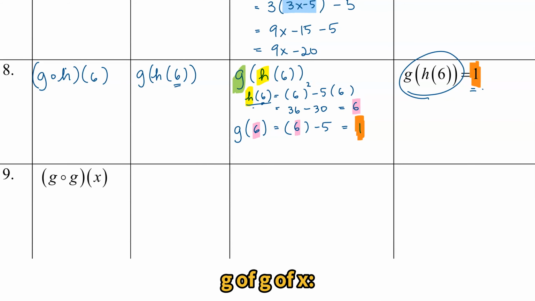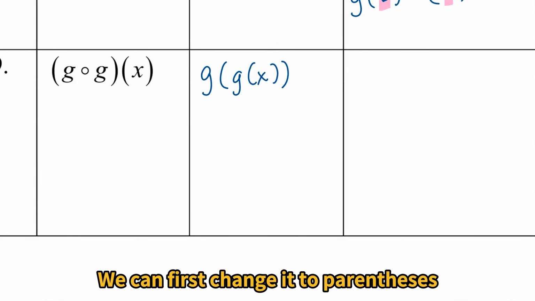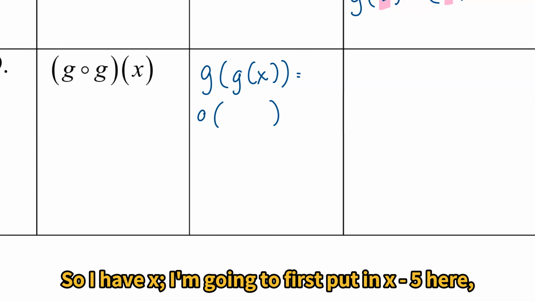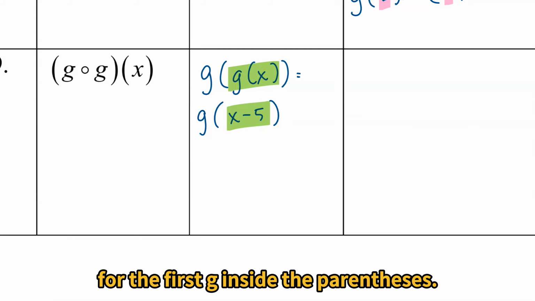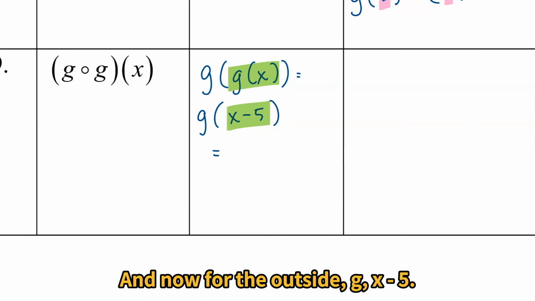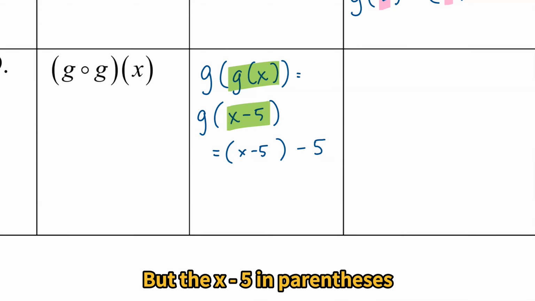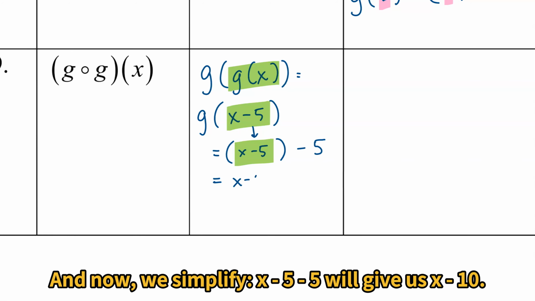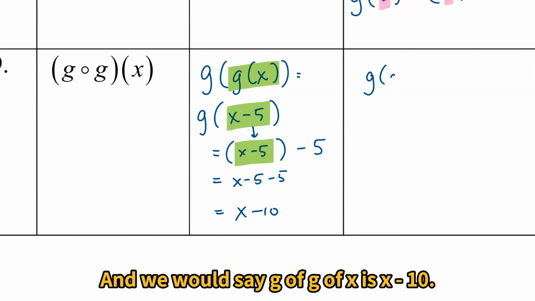g of g of x, we can first change it to parentheses notation. g is x minus 5, so I have x. I'm going to first put in x minus 5 here for the first g inside the parentheses. And now for the outside, g of x minus 5. But the x minus 5 in parentheses gets dropped into that function where x was. And now we simplify. x minus 5 minus 5 will give us x minus 10. And we would say g of g of x is x minus 10.